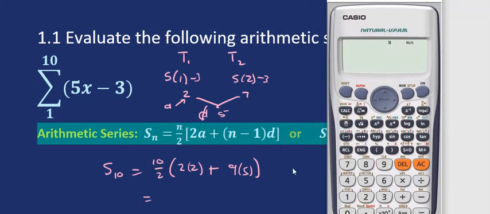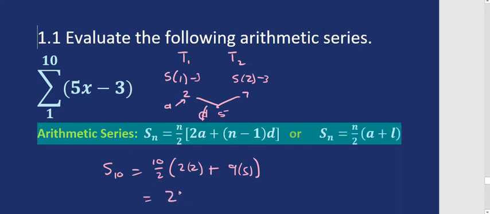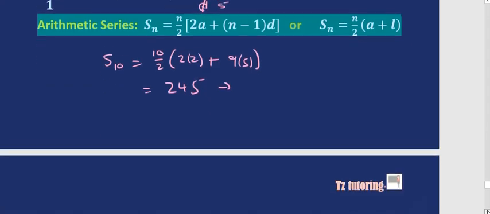10 over 2 is 5. Then 2 times 2 is 4, plus 9 times 5 is 45. But to avoid errors, just punch it into the calculator as it is, and that will give you a sum of 245. So that's how you would evaluate an arithmetic series. Let's move on to 1.2.